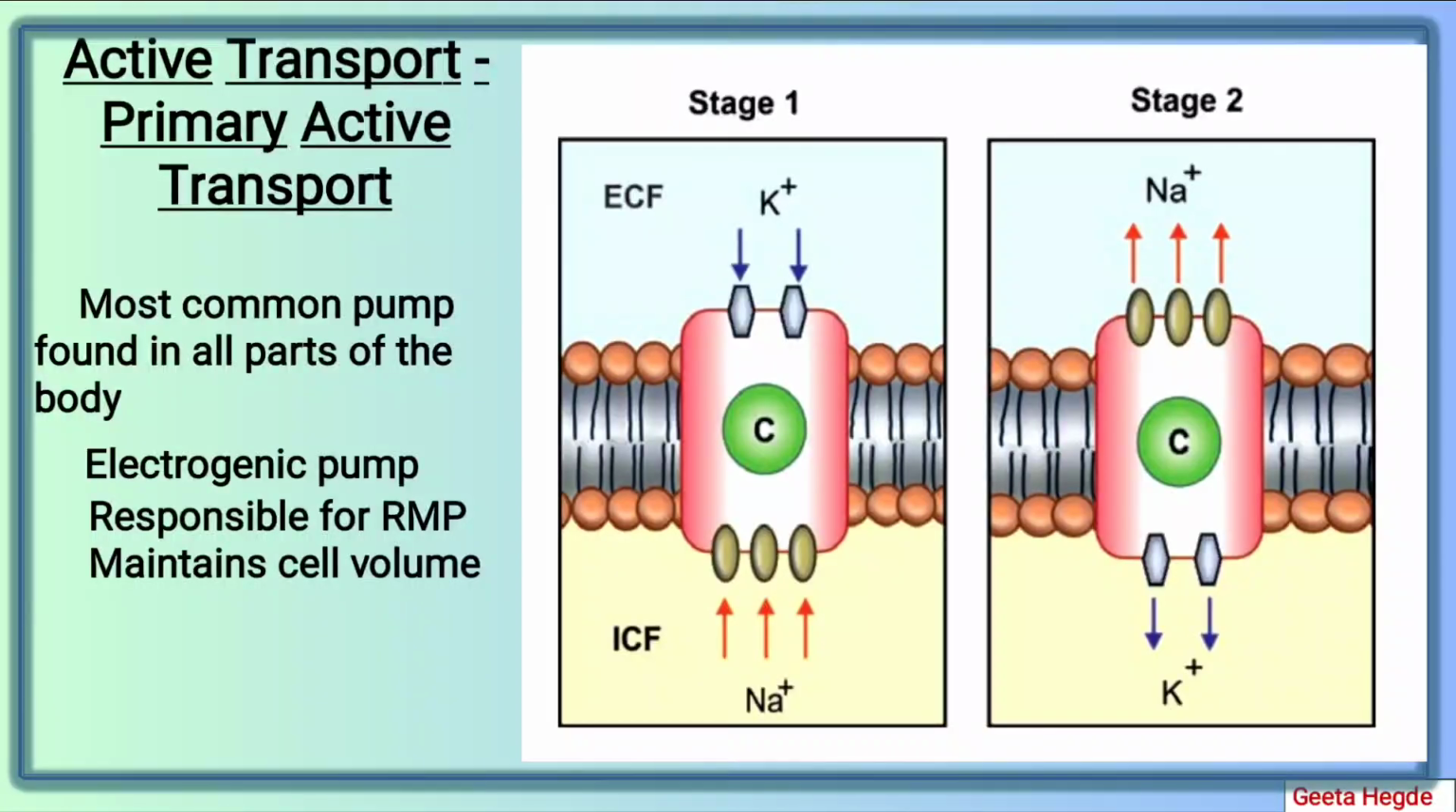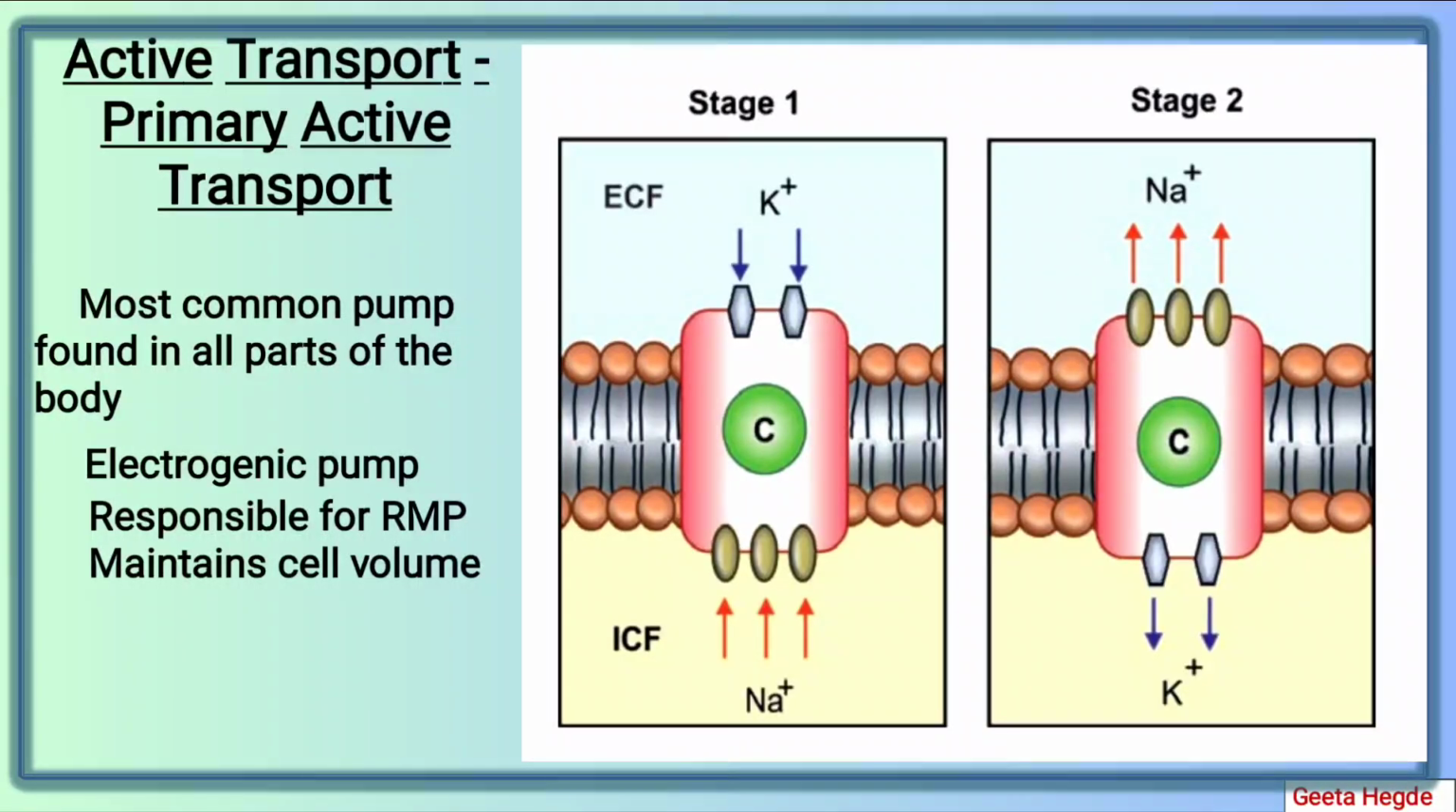Primary active transport is the most common pump found in all parts of the body. It is an electrogenic pump. It is responsible for maintenance of resting membrane potential of all the cells, and it also helps in maintaining the cell volume. The primary active transporter which we see here is also known as the sodium potassium pump. This sodium potassium pump pumps 3 sodium ions out of the cell and 2 potassium ions into the cell against their respective gradients. So it is against the concentration gradient, and this sodium potassium ATPase pump is crucial for maintaining the electrochemical gradient necessary for various cell processes.